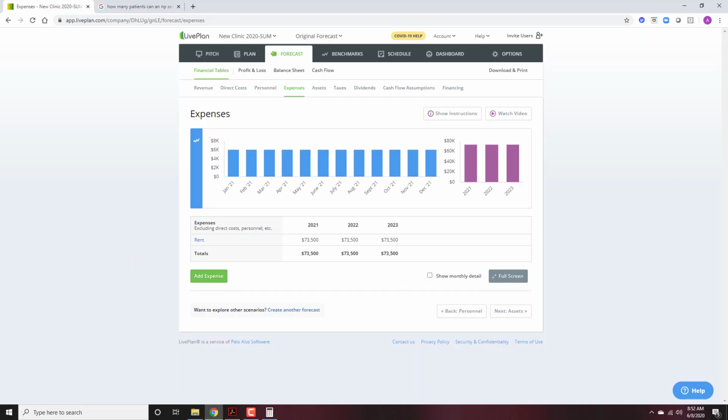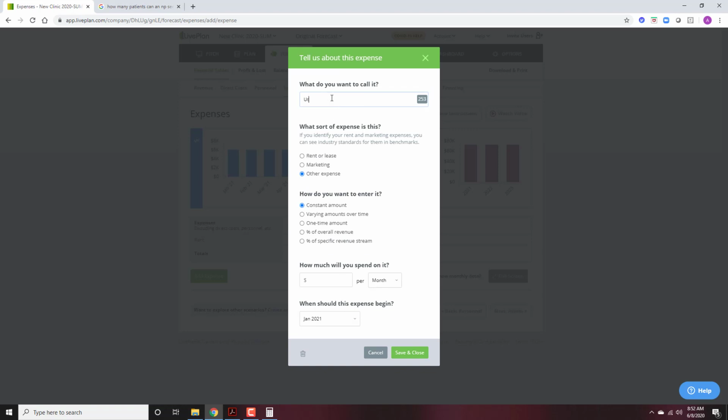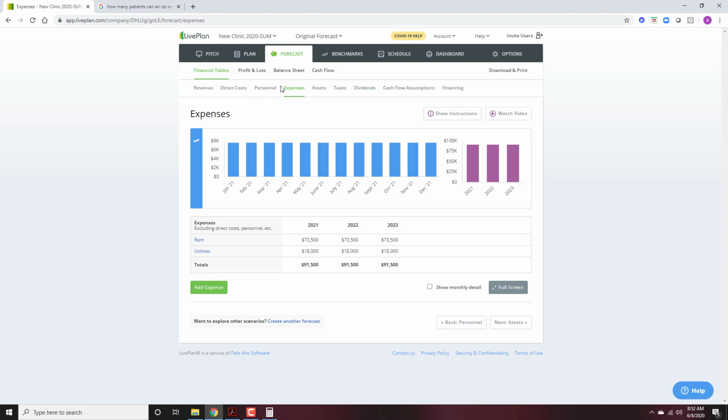Let's say utilities. I'm going to add expense. I'm going to add utilities. Other expense, constant. It might change a little bit, but we're just going to say $1,500 a month. So we have done the initial outlay of things.